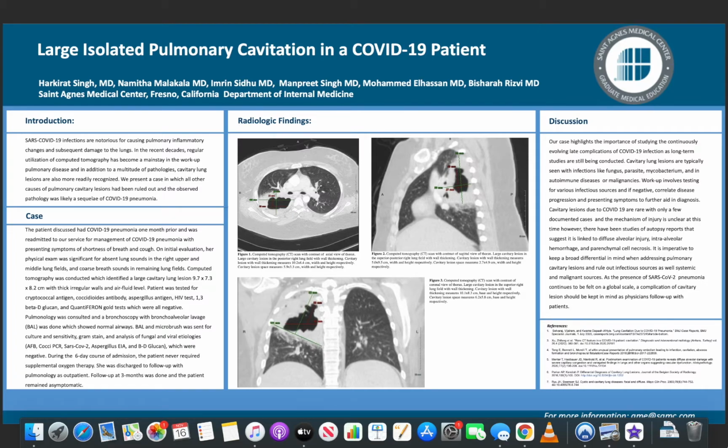It is imperative to keep a broad differential in mind when addressing pulmonary cavitary lesions and ruling out infectious sources as well as systemic and malignant sources. However, as the presence of COVID-19 pneumonia continues to be felt on a global scale, a complication of cavitary lesions should be kept in mind as physicians follow up with patients.